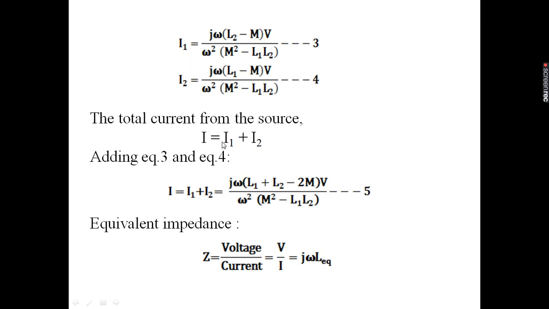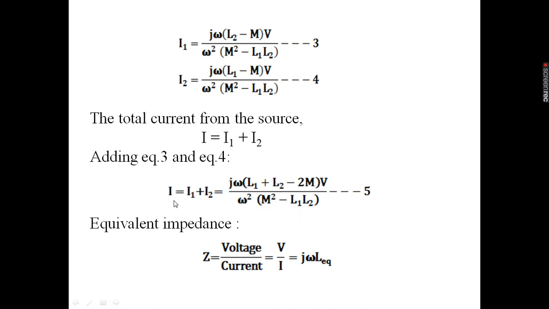We know the sum of these two currents is the total current, so total current I equals I1 plus I2. Simply adding equations 3 and 4 leads to the total current, which is J omega times (L1 plus L2 minus 2M) times V divided by omega square times (M square minus L1 L2).